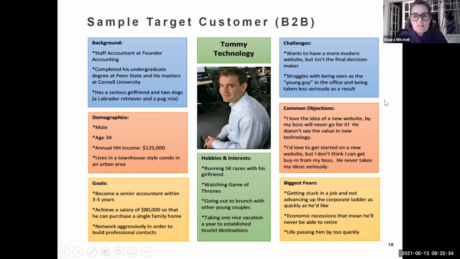His challenges: he struggles with being seen as the young guy in the office and being taken less seriously as a result. His objectives: he loves the idea of a new website, but his boss will never go for it. He doesn't see the value in new technology.